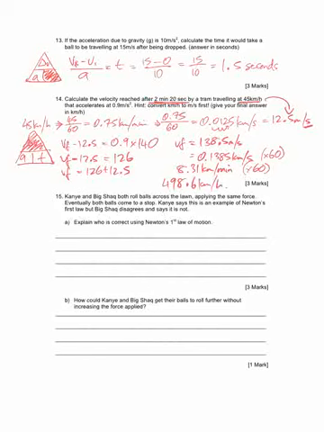Alright, number 15, Kanye and Big Shuck both roll balls across the lawn, applying the same force. Eventually, both balls come to a stop. Kanye says this is an example of Newton's first law, but Big Shuck disagrees and says it's not. Well, obviously, Big Shuck is a maths guy, so maybe he doesn't know his physics. Explain who's correct using Newton's first law.